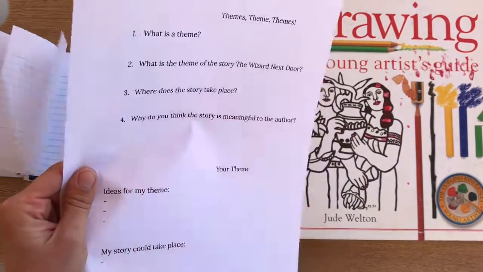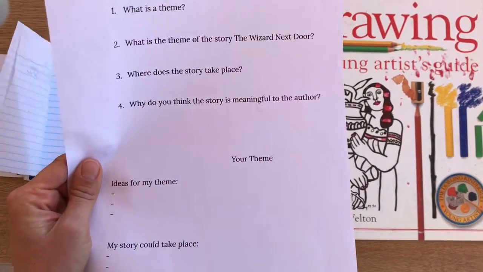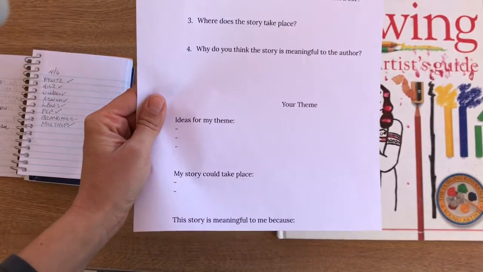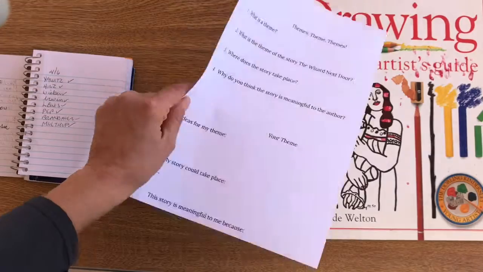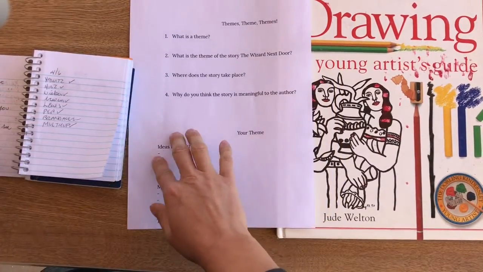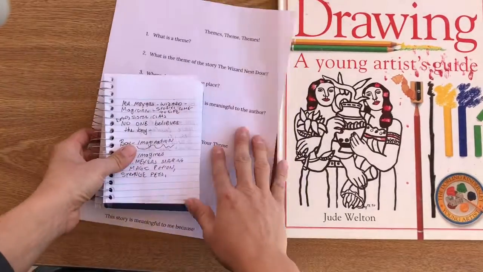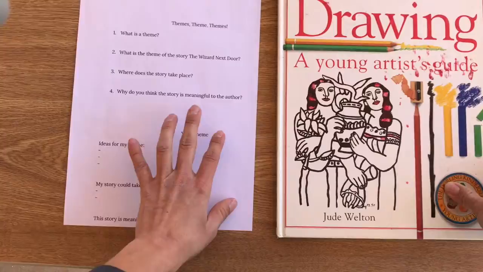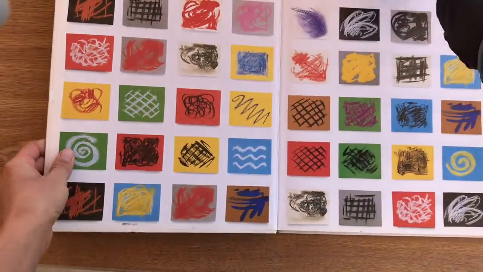Well, thank you. Now, we have a printout about themes, and you can answer what you think the theme of that story is. What was your interpretation? Afterwards, start brainstorming themes for your story that you're going to tell. On the bottom, it has a few different ideas for themes.